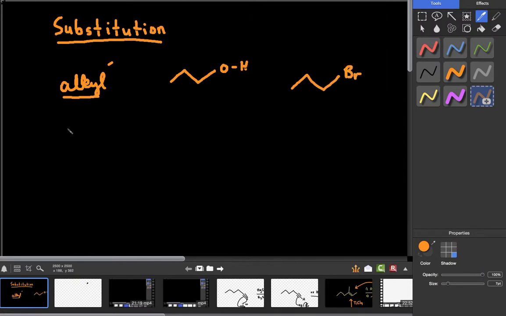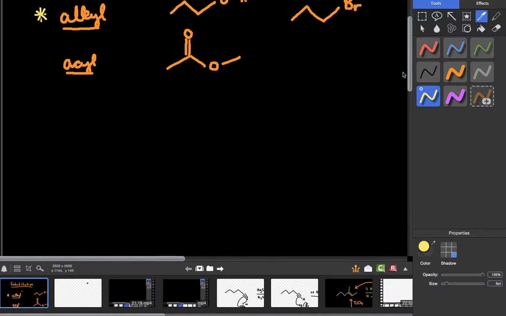You can also have acyl substitution, which is typically a second semester reaction mechanism, where you have a carbonyl with a good leaving group. For example, an ester would be an example. So this is where we're going to focus our efforts right now, on the alkyl substitutions.